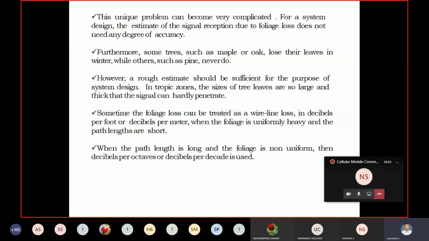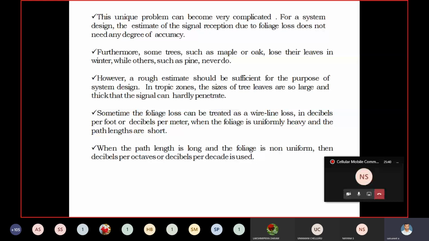Just compare. The units of foliage loss are decibels per foot or decibels per meter. We have to use these units for foliage losses.